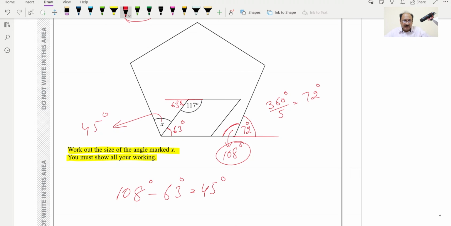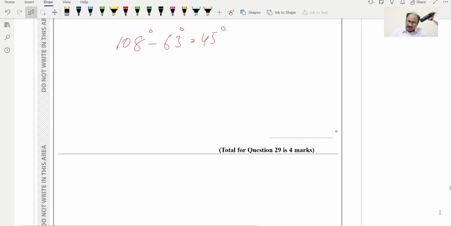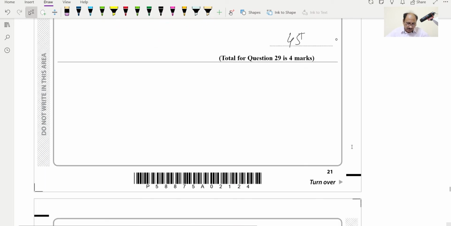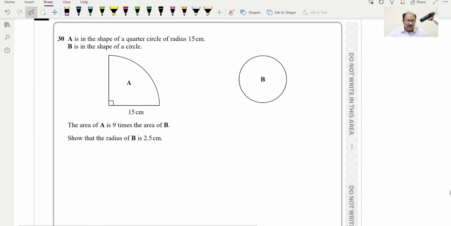This is what we have done. This was a 4 mark question which we have easily understood and done. So this is 45 degrees. The degree symbol is already there, so I'm removing the degree symbol. Now we can move to question number 30.